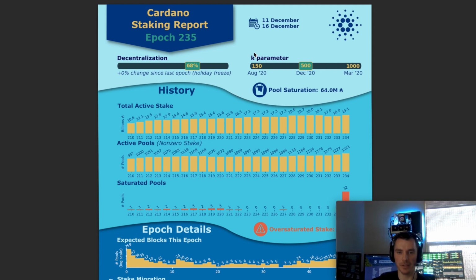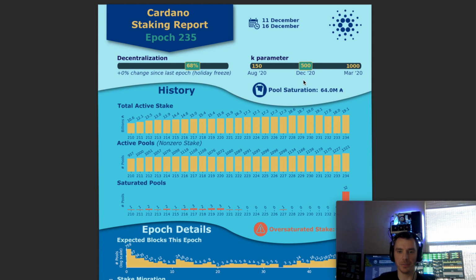Moving over to the K parameter, this recently increased as of epoch 234, actually from 150 to 500, and this value dictates the saturation point of a pool. So a pool can only pay out staking rewards up to the saturation point. Any stake that is over that amount in a pool does not contribute to any rewards at all. So if you were staked in a pool that is saturated, your rewards are going to be reduced.